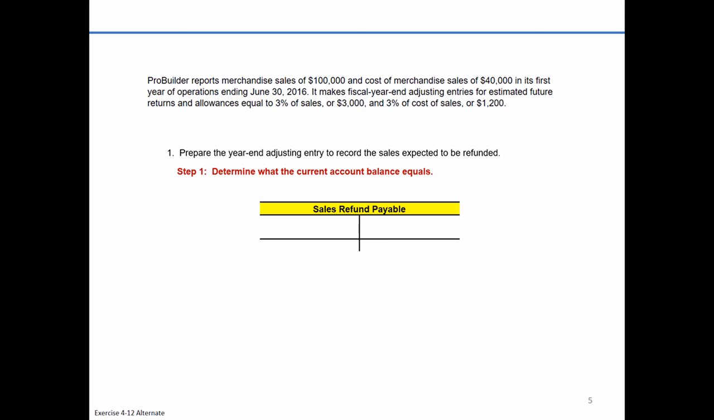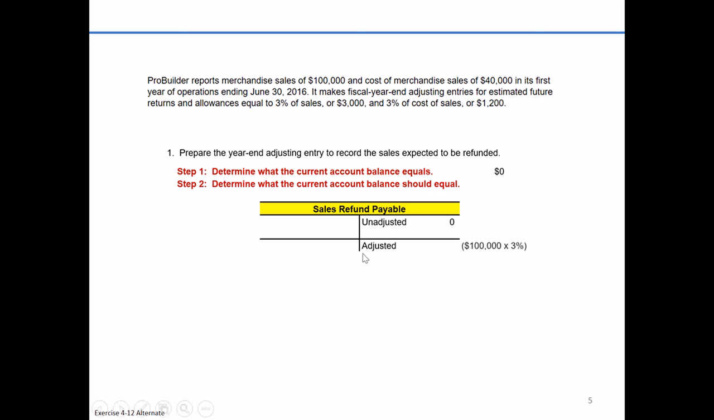This is a liability account. It represents our expected future obligation to our customers, the amount we expect to refund to them. Right now, it's our first year of operations, so we don't have anything. So currently, there's a zero credit balance within our sales refund payable. So zero. Our second step is, what do we want that account balance to be? And that's where we're going to have to do a little bit of work.